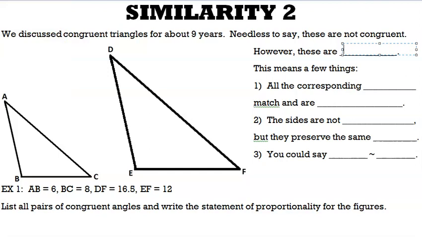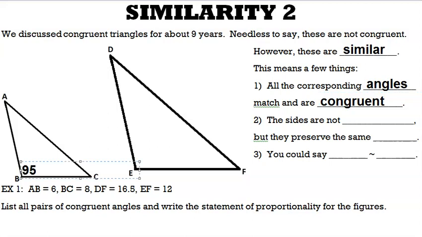So what that means, well, it means a few things. Number one, all of the corresponding angles match, and they are congruent. So, for instance, if I told you that this was 95 degrees, I'm not saying it is, I'm just sort of illustrating it for you. This would also be 95 degrees. So the sides are not congruent. The angles are.